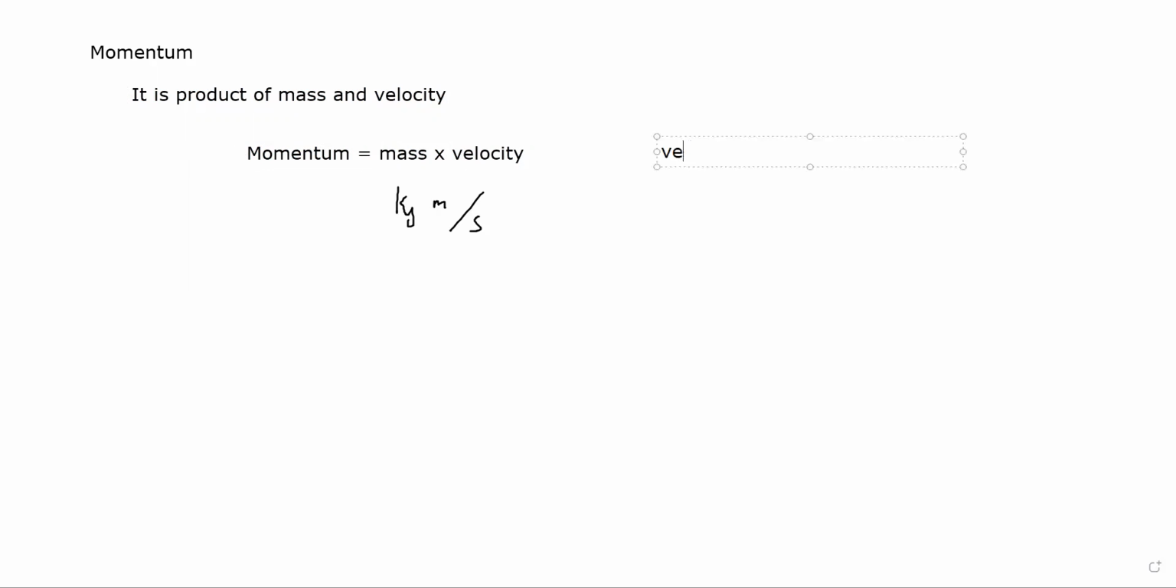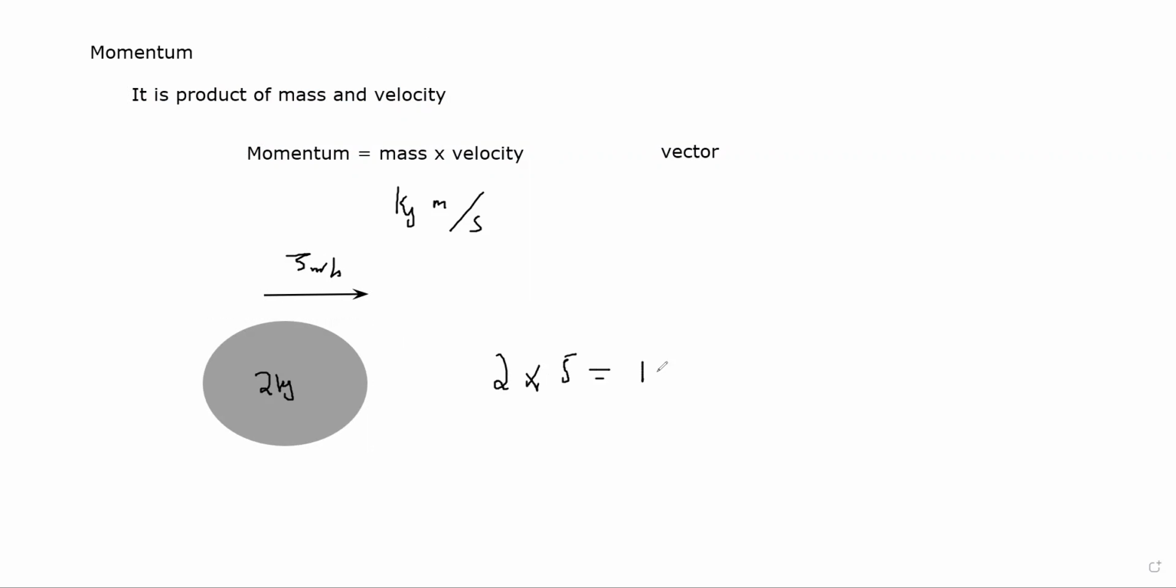When we say it's a vector quantity, it means it has a direction, or we can use the vector addition rule to get the resultant. So if an object of mass 2 kilogram is moving with a speed of 5 meter per second, we can find its momentum. How? Mass multiplied by velocity, so 2 multiplied by 5 is equal to 10 kilogram meter per second. And the direction of the momentum will be the same as the direction of the motion, the direction in which the object is moving.